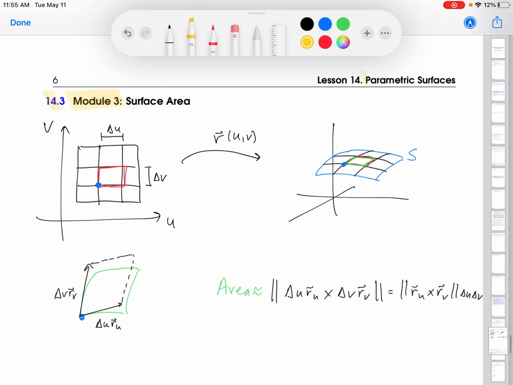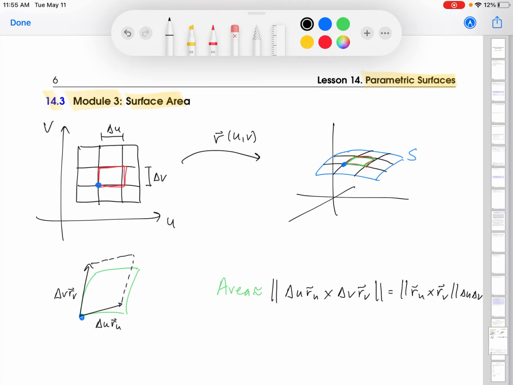We're still talking about parametric surfaces as the broader topic. In this module, we're talking about surface area specifically. So I've drawn a few diagrams here to get us started, and the idea is to motivate and heuristically derive the equation for the surface area of a surface that we are defining parametrically.